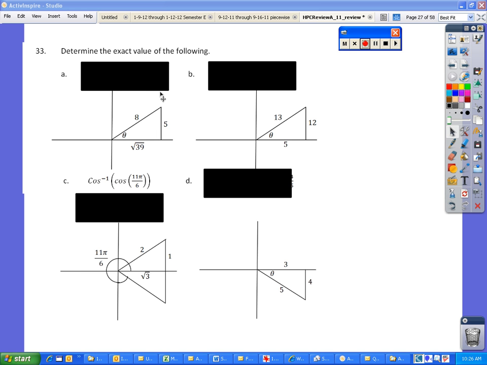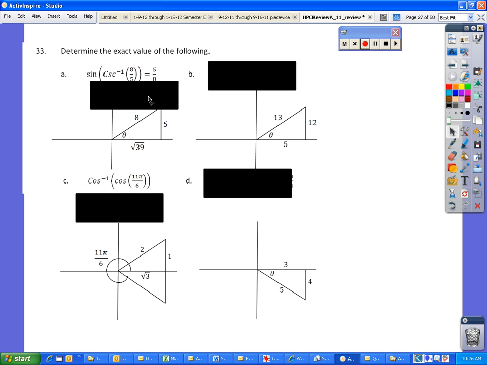Alright, so for number 33, we want to determine the exact value of each of these following expressions. So first of all, we want to find the sine of cosecant inverse of 8/5. So it's easiest to go ahead and set up a triangle.